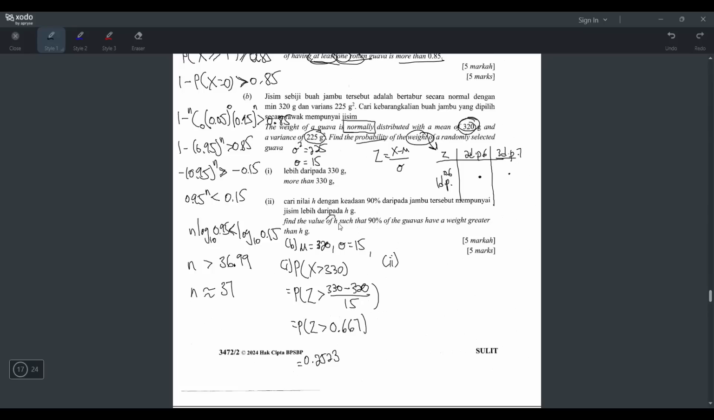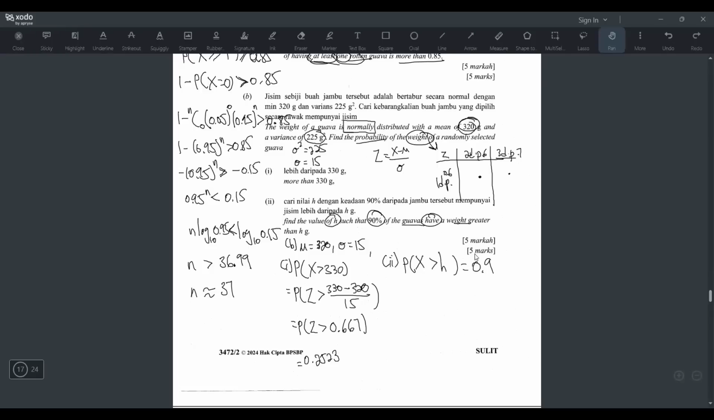Okay, number two, find the value of H such that 90%. Percentage means probability. Percentage can be converted to probability. So if I say 90%, it means the probability is 90% of the guavas have a weight greater than H. So P bracket, the 90%, this is the probability. If the percentage is 90, it means the probability is 0.9 because 90 divided by 100. And this 90%, 0.9, is the probability for what? For a guava having weight greater than H. So let X be the weight greater than H like this. Okay, so this is how you write.